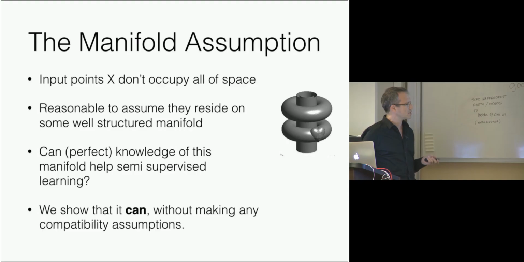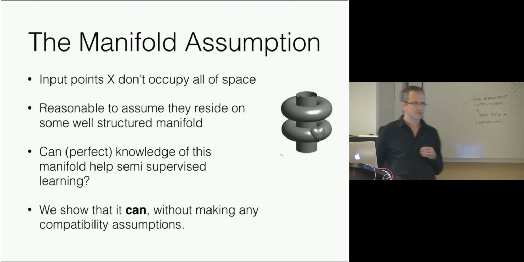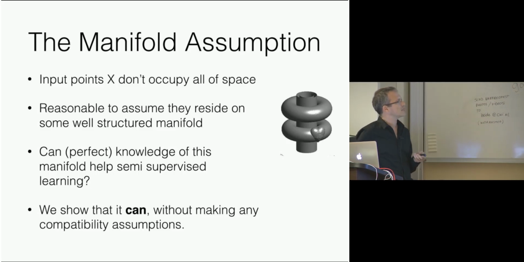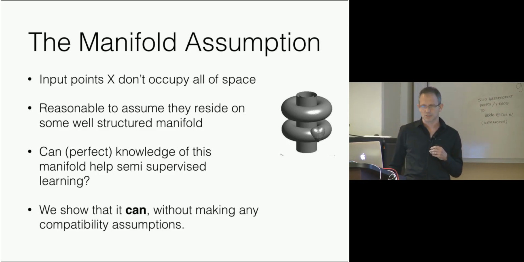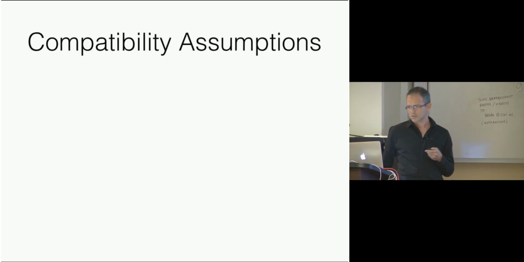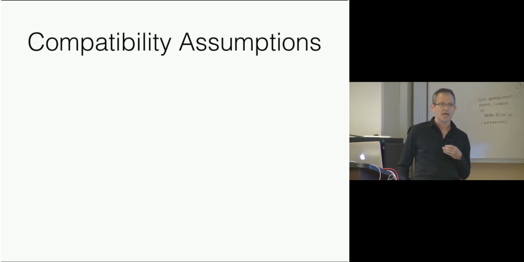So what we show here is that you can use this structure, in the sense that there is a provable gap between supervised learning and semi-supervised learning in this setting where you know something about the data manifold, and without making any compatibility assumption. So what are compatibility assumptions? This is one of the nice cases where you can show that semi-supervised learning does help beyond supervised learning.